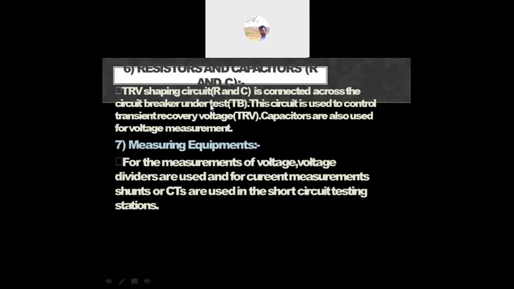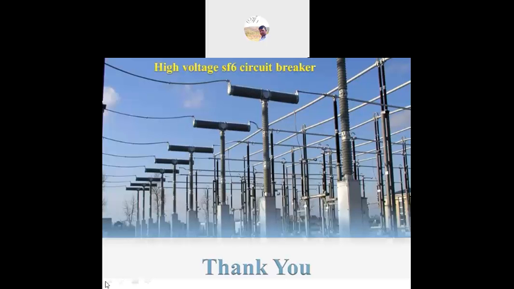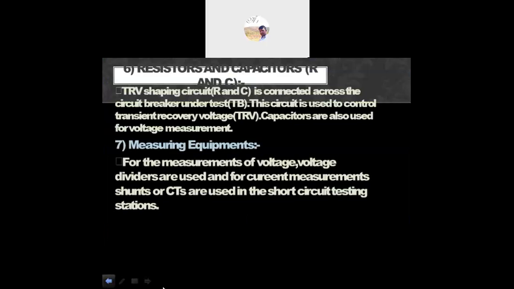For both tests, one is the resistor and the other is the capacitor. While doing the TRV shaping with resistor and inductor, the resistor is connected across the circuit breaker under this test. This is the testing circuit breaker. Another is the main circuit breaker that will be used. So this is about the testing of the circuit breaker.